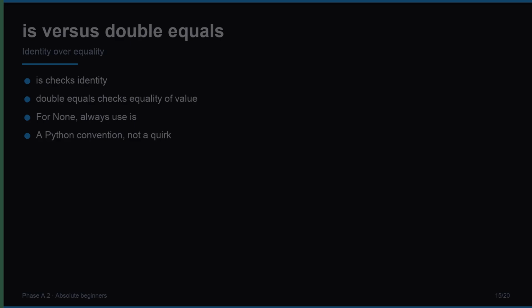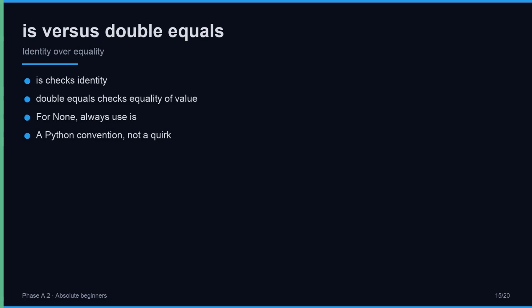Readable as English. Let us clarify the difference between is and double equals, because it matters here. Double equals asks, do these two values have the same content? Is asks, are these two values the exact same object in memory? For None, you always use is, because there is only one None in the whole program, so identity is the natural test. For numbers and strings, you usually use double equals, because you care about the value, not the memory location. None is the special case where is shines.